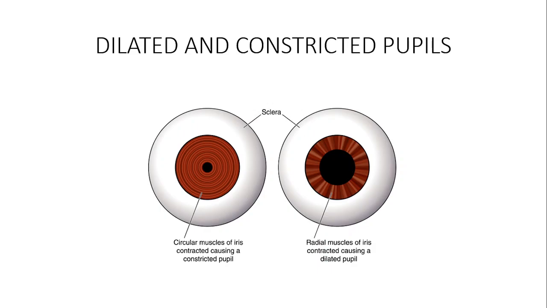For your information, remember, the most common drug associated with pupillary constriction are what? Opioids. Remember, opioids are also known as what? Narcotics. And the most commonly prescribed opioids or narcotics in our environment are what? Tramadol, morphine, and what? Codeine.